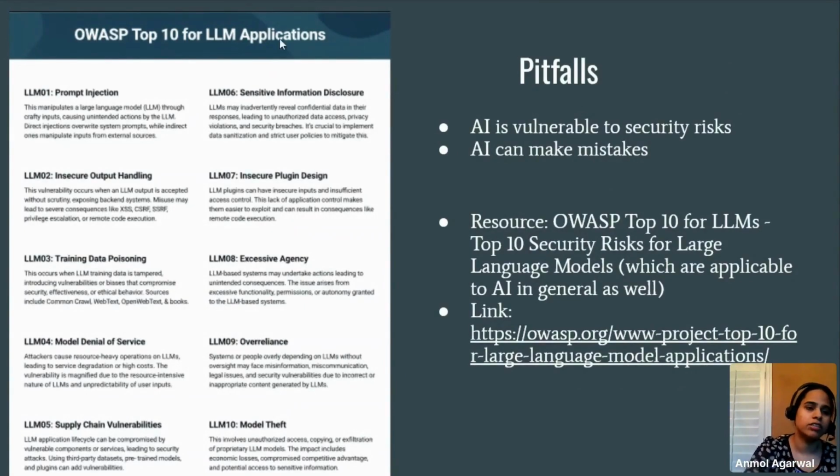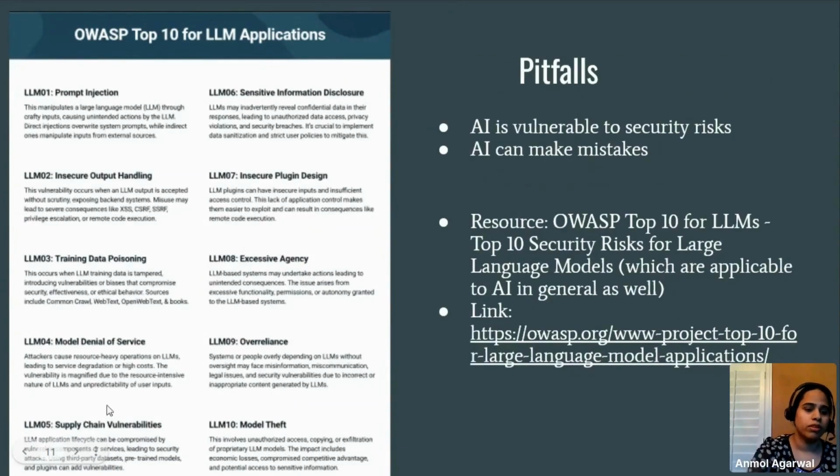So here is a very useful resource from OWASP, the OWASP Top 10 for LLMs. I've put it here. That's one example listing the security risks for AI or large language models, and these are also applicable to AI in general as well. I've put the link here on the slide so you can look at it later. But basically, this is just touching on some of the security risks we have with AI.